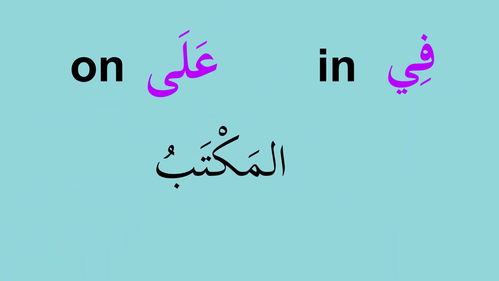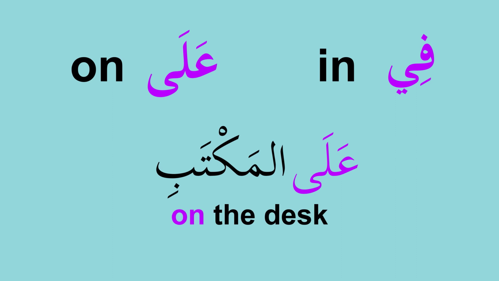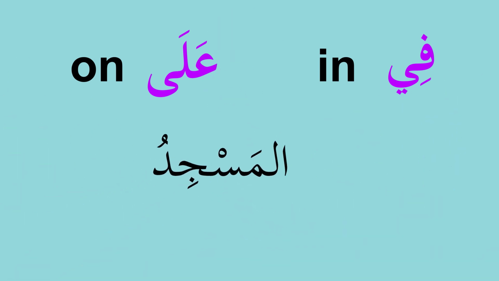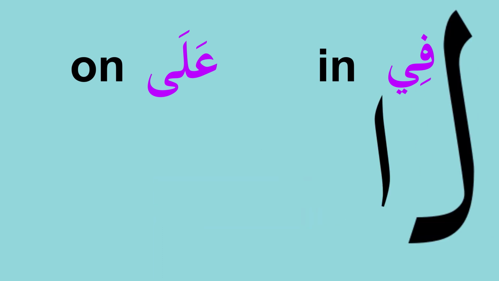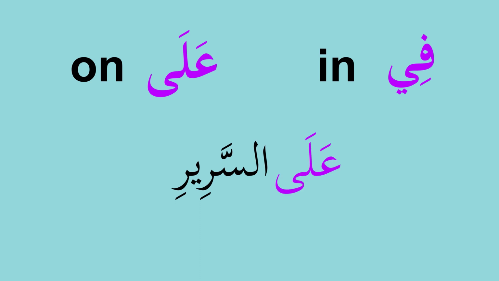Al-maktabu, alal-maktabi. See, al-maktabu became maktabi. And I ask you, why? Because of harf jar. Harf jar, pull it down. Al-masjidu, fil masjidi. Okay, du became di. As-sariru, alas-sariri. See how I am pronouncing? Alas-sariri. It's a shadda. I did not pronounce alif, I did not pronounce lam. You get into practice. Okay, brother?